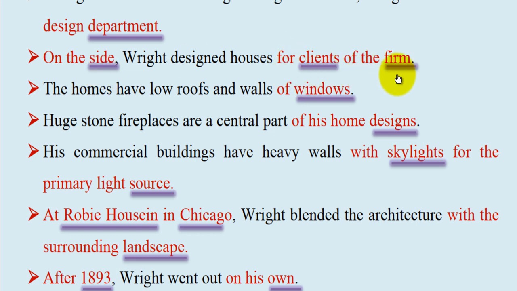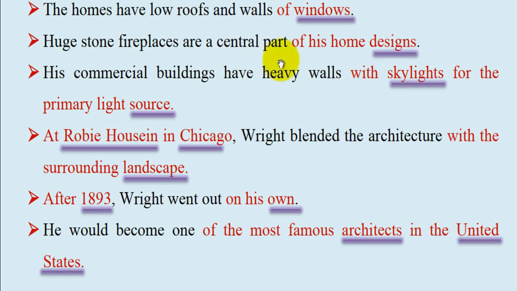For clients of the firm, for clients is prepositional phrase number 1. Clients is the object. Of the firm, phrase number 2. Firm is the object. Low roofs and walls of windows, again of windows phrase, windows object. A central part of his home designs, again of his home designs, a phrase, designs the object. Have heavy walls with skylights, phrase number 1. Skylights object. For the primary light source, phrase, the object is source.